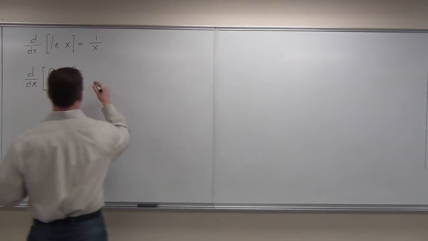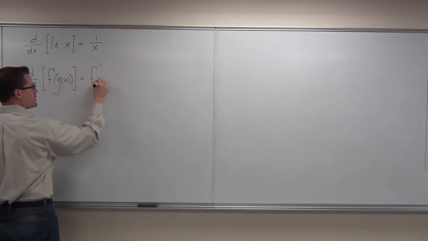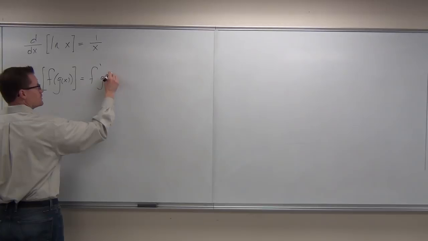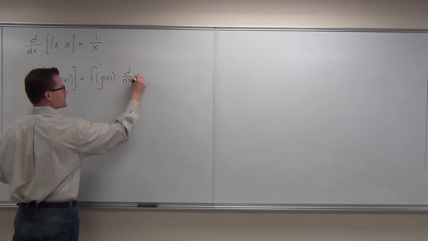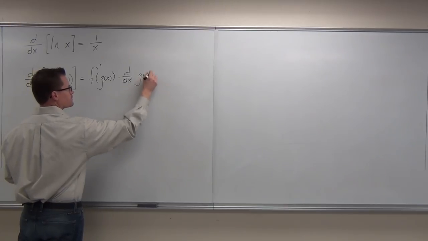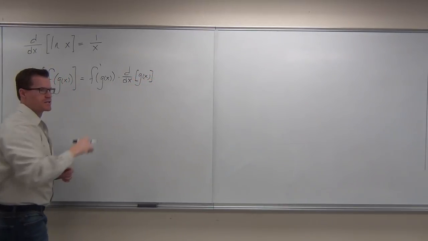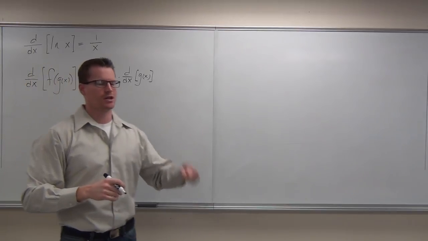So in this case, it would look like this. It would be f prime of g of x. You'd leave that alone, and then you'd multiply by the derivative of g of x, or you just say g prime of x, if you want to mix notation here.